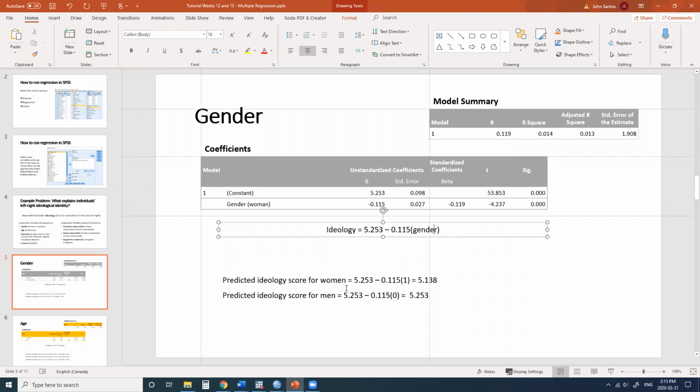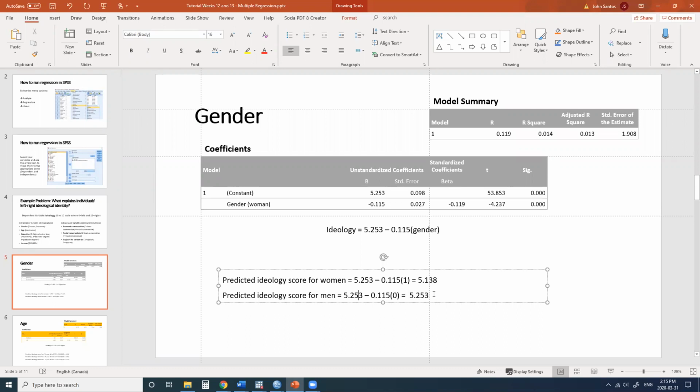And so the predicted ideology score for women is we take our equation 5.253 minus 0.115 times the value of gender for women, which is 1. And so if you plug that into your calculator, you should get 5.138. And the predicted ideology score for men is simply we place 0 in for where gender was, which obliterates this term, and it's simply the value of the intercept, right? 5.253, right?